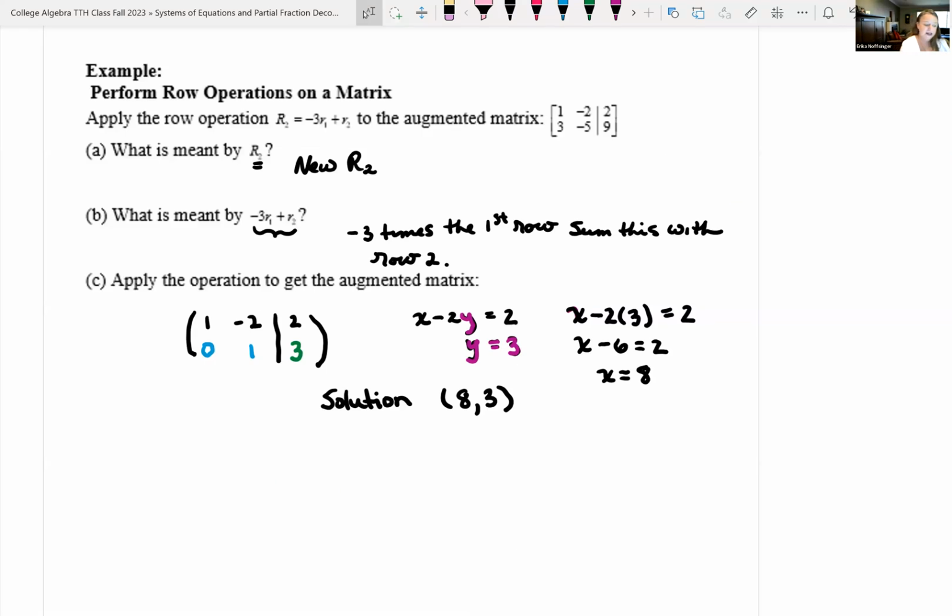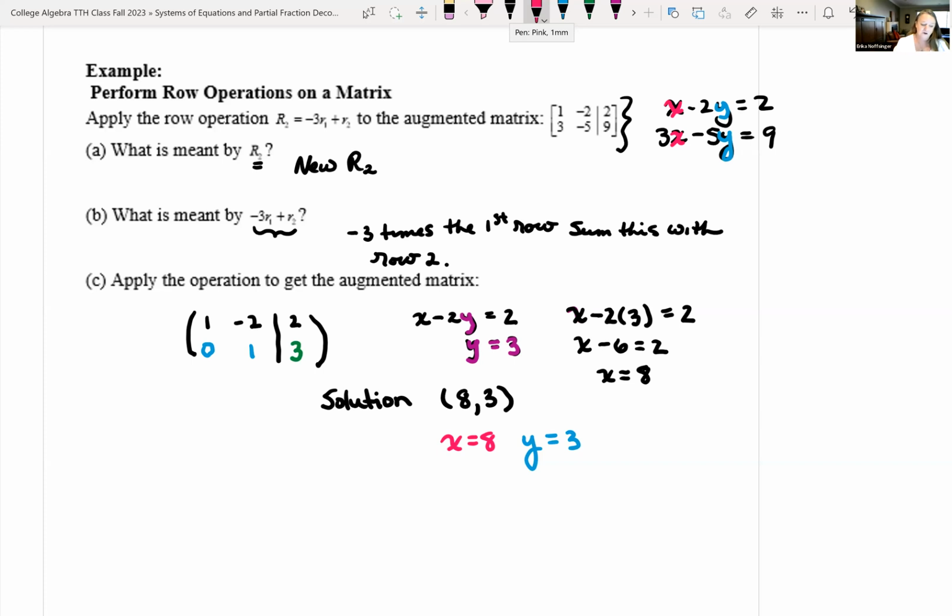So let's rewrite that system of equations that we were given in the augmented matrix. And so this is going to be here, x minus 2y equals 2. The second row tells me it's 3x minus 5y equals 9. And then let's go back and let's check this. So we found that x was equal to 8 and y was equal to 3. So let's go back into this system of equations and show that our solution is correct.